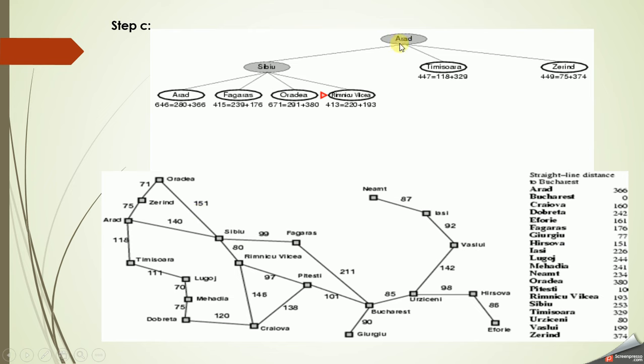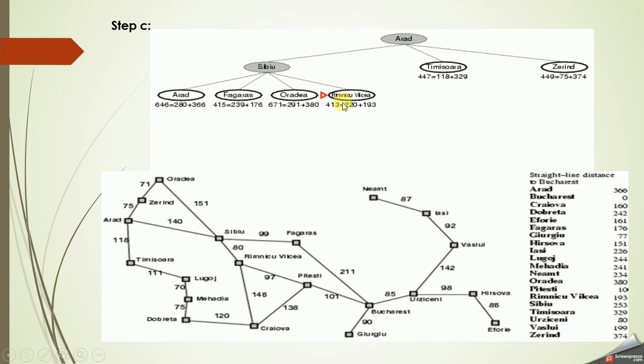So the previous node, Arad to Sibiu, is 140. So 140 plus 151, we have got 291, plus Oradea's h of n value, which is 380. We have got the f of n value as 671.